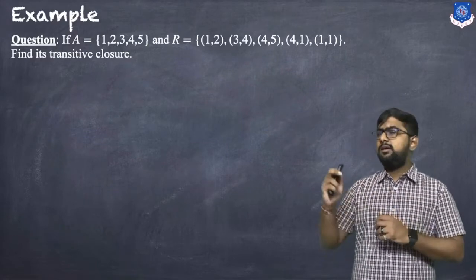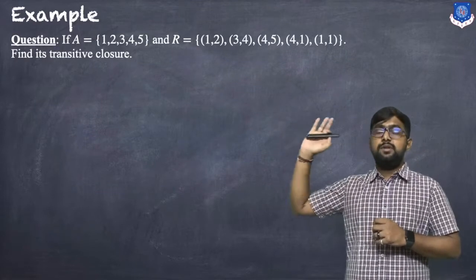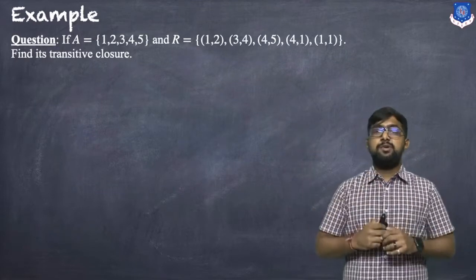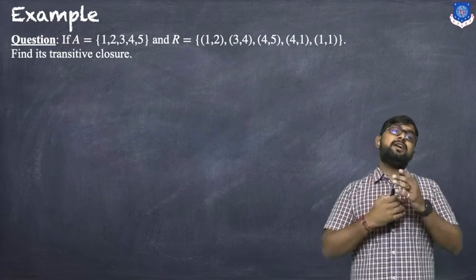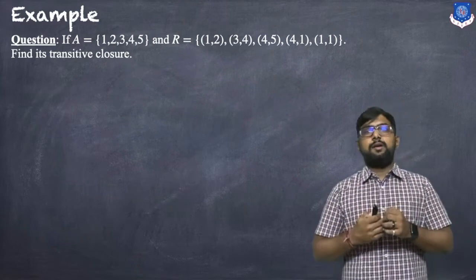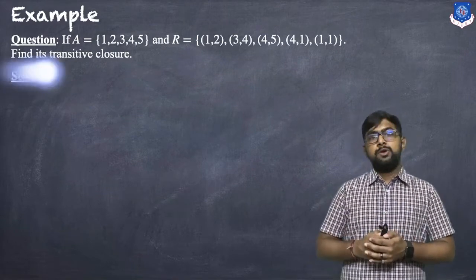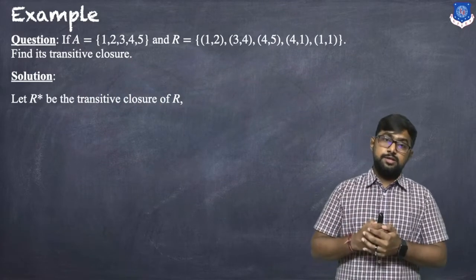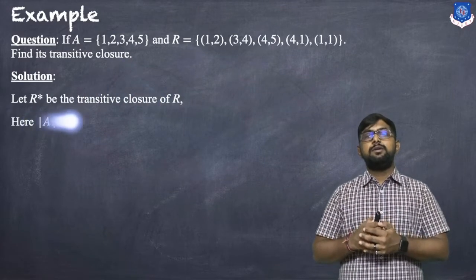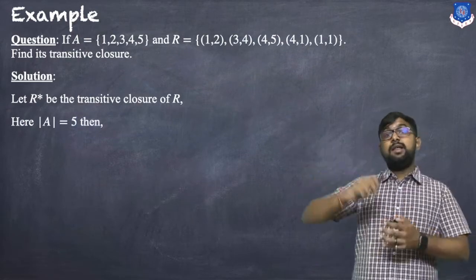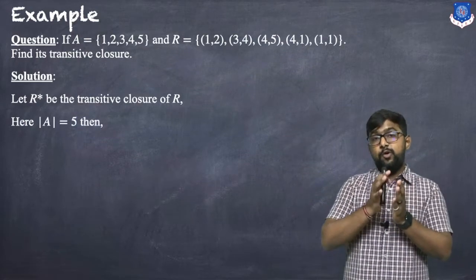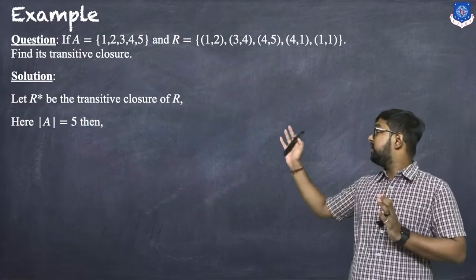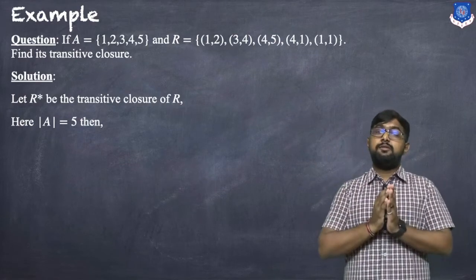So here we have directly been given R. In the previous example it was the relation matrix and after that we wrote R, but here there is no need to do that. So now R star. Let R star be the transitive closure of R. Here the cardinality of A, that means how many elements are there in A, is clearly 5.